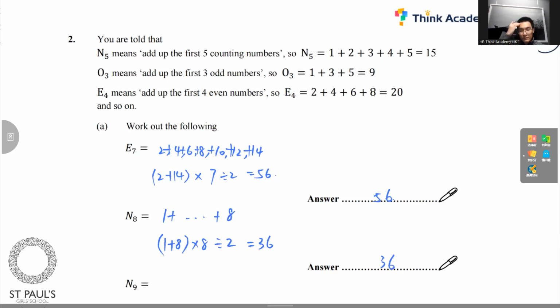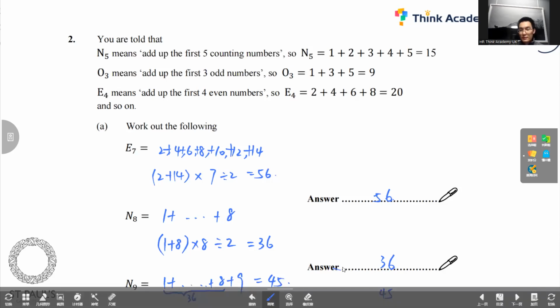And for the last one, N9. We know what 1 plus all the way to 8 is. We just need to take that sum, the 36, and then add a new number, the 9. It's 1 plus all the way to 8, and then plus a 9. This we already know is 36. So N9 equals 36 plus 9, which is 45. The answer is 45. Okay, moving on.